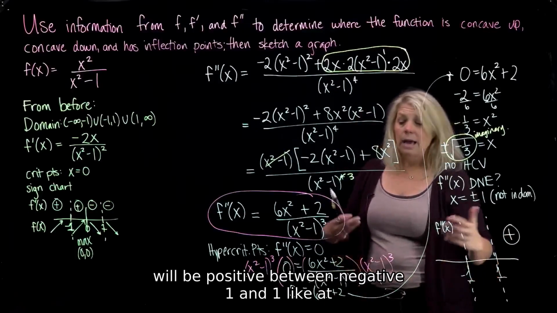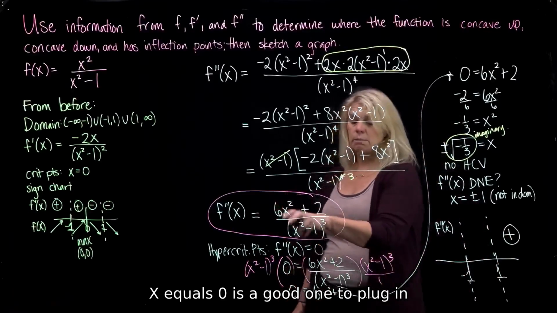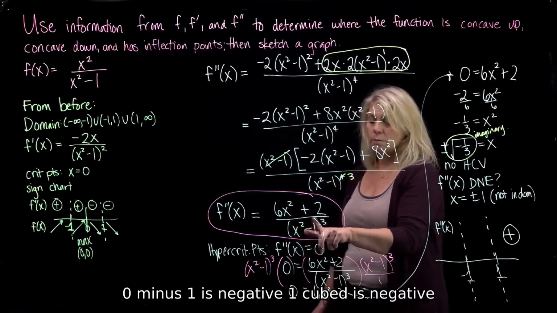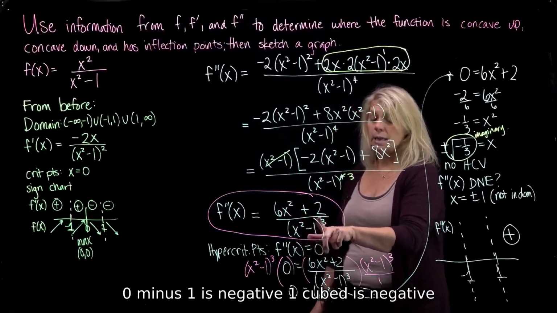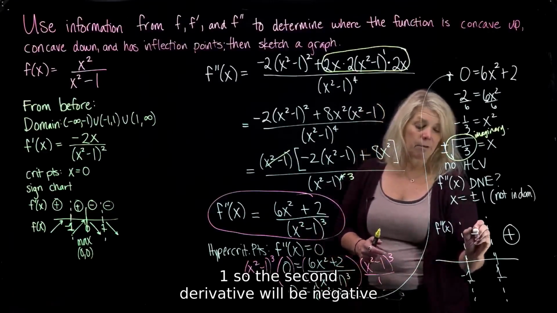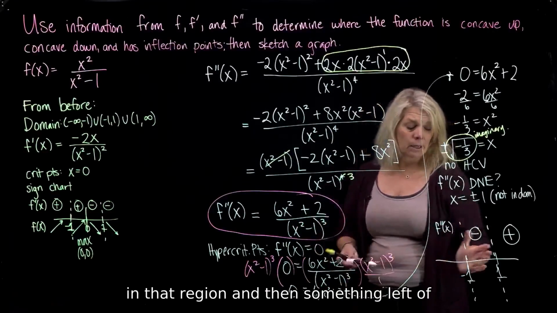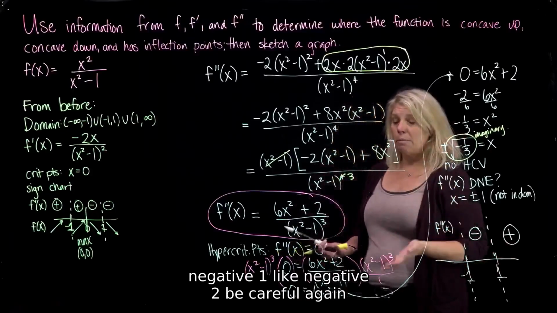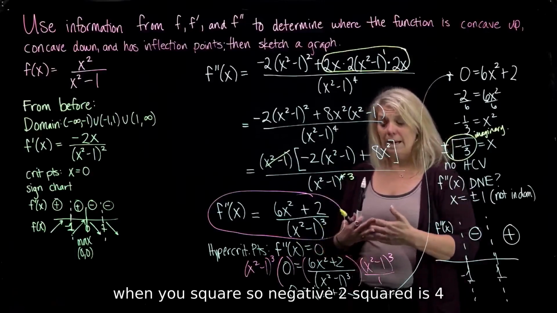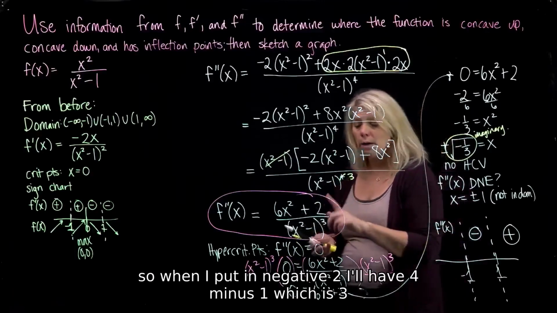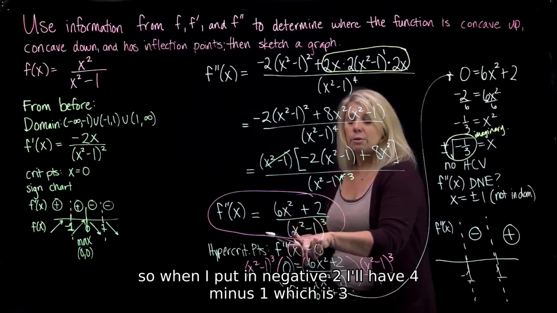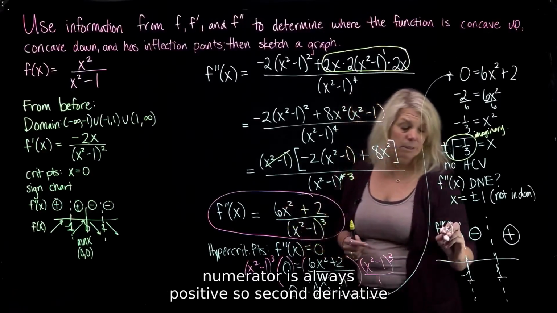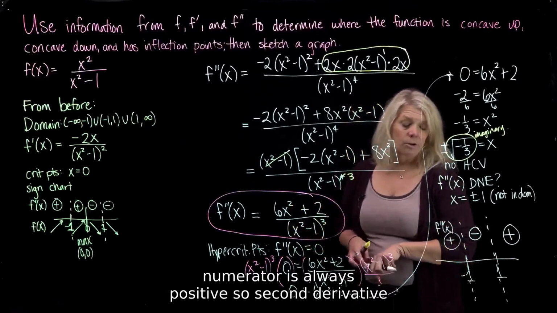Between negative 1 and 1, like at x equals 0, is a good one to plug in. Be careful here, the numerator will be positive, but 0 minus 1 is negative 1, cubed is negative 1. So second derivative will be negative in that region. And then something left of negative 1, like negative 2. Be careful, again, when you square. So negative 2 squared is 4. So when I put in negative 2, I'll have 4 minus 1, which is 3 cubed. That'll be positive, and numerator is always positive. So second derivative is positive.